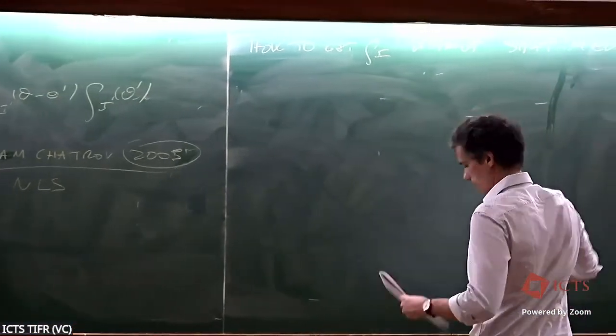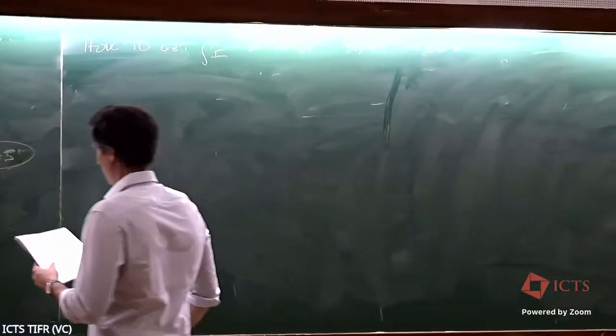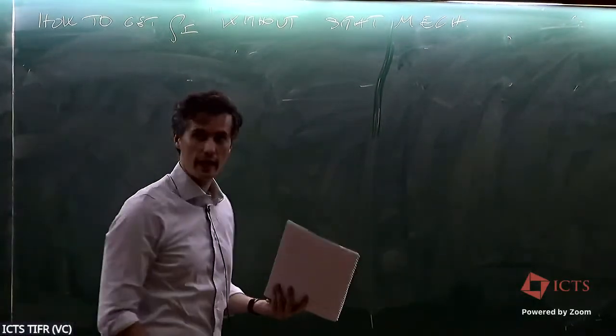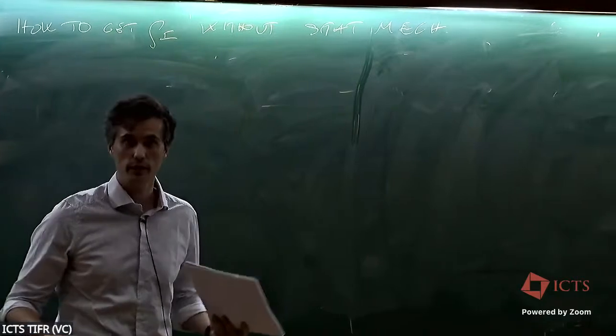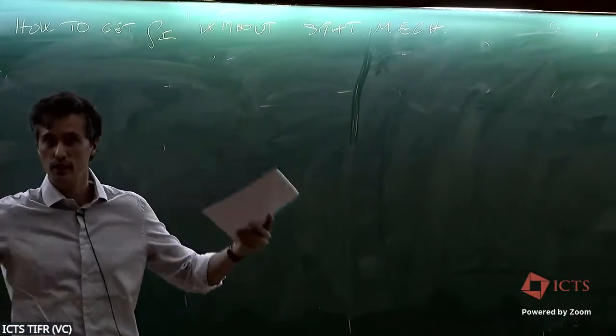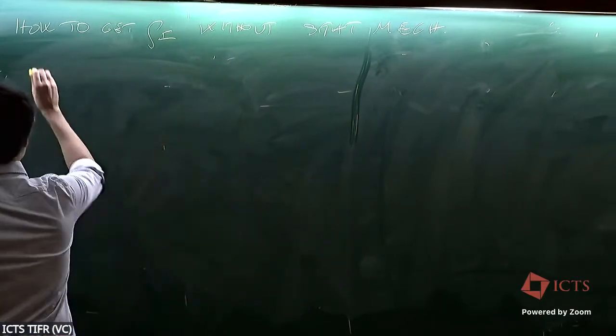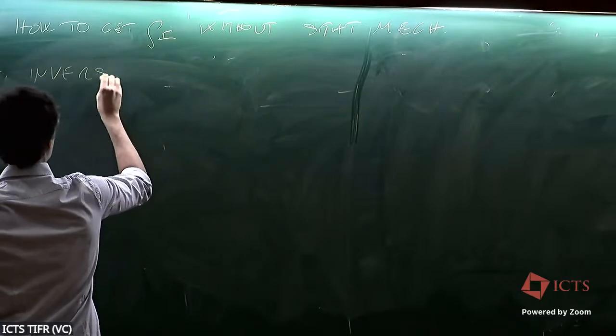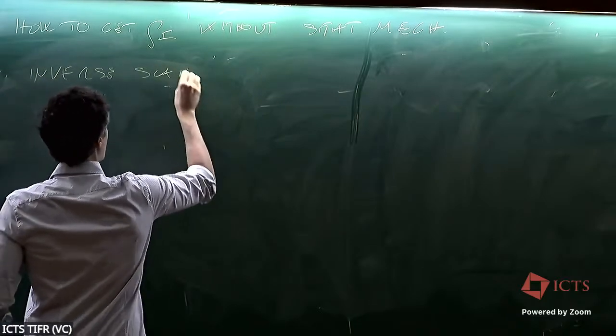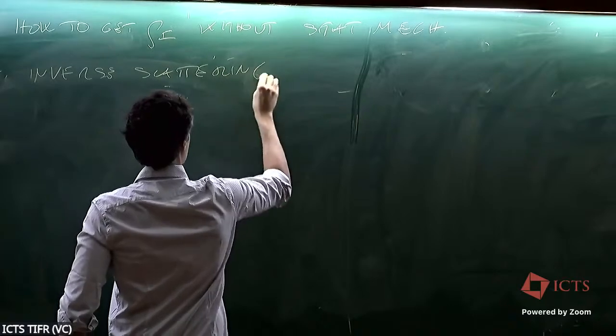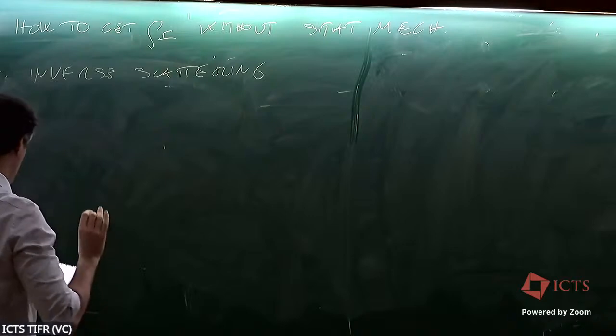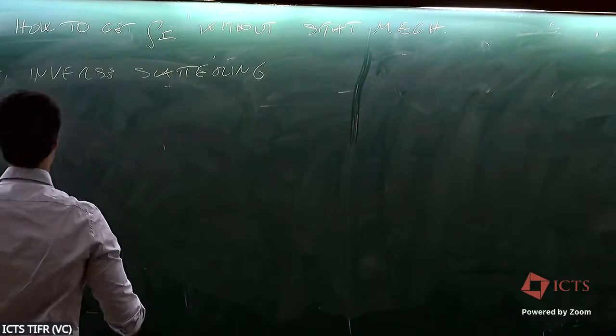How do you get rho I without StatMech? Well, it's a full mathematical topic. It's called inverse scattering, inverse or direct scattering. We just mention inverse scattering to mean the whole business. And here we are going to be slightly quicker, just because we have already seen it a couple of times.